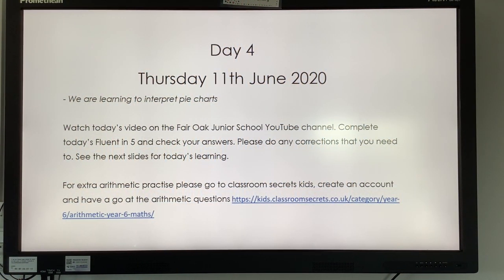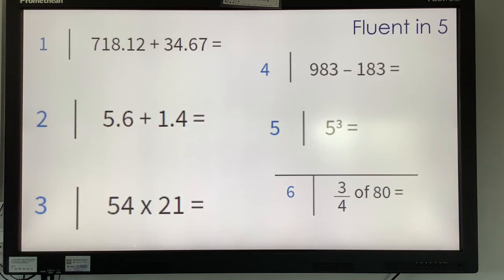So today we're going to continue learning to interpret pie charts. As always, I'd like you to start with Fluent 5, pause the video and have a go.